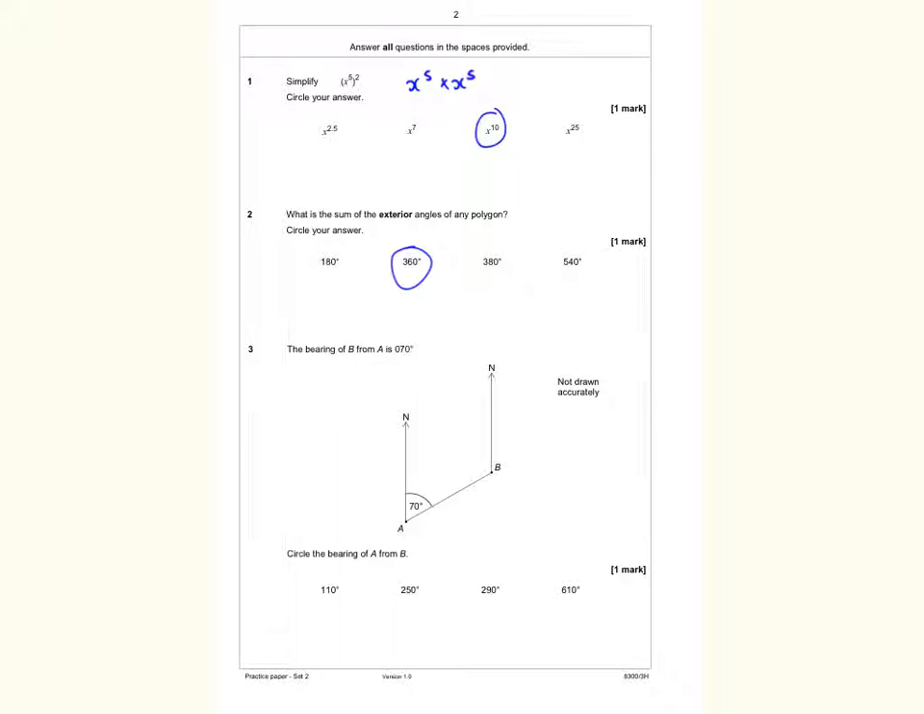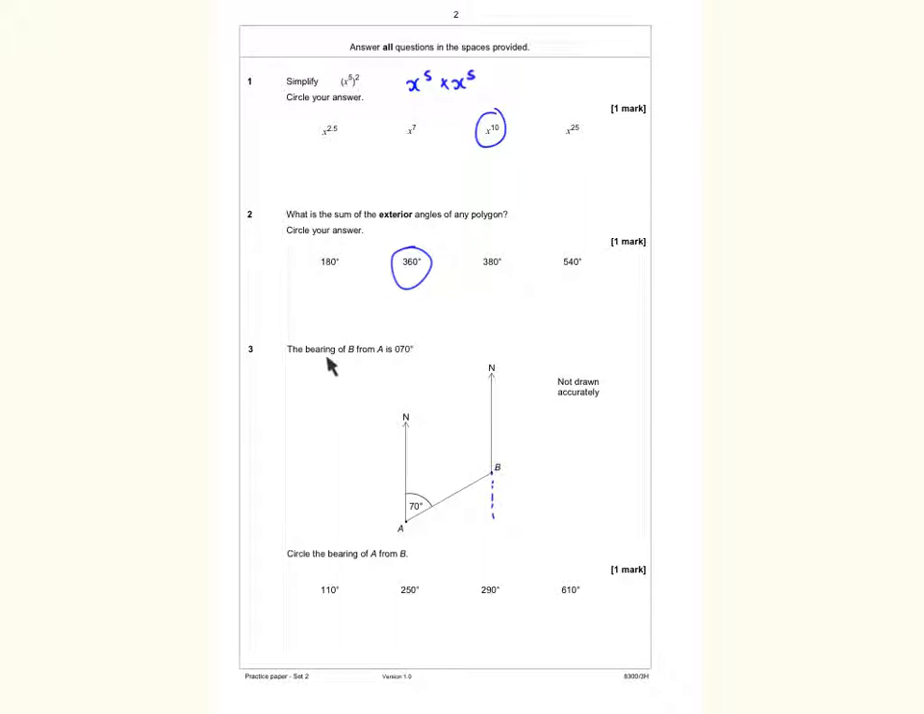Question 3, the bearing of B from A is 070. Okay, and it's here. Circle the bearing of A from B. Okay, so we're looking for this angle there. Now if I was to extend this line, I can see that this angle here would be 180, and I need to find this angle.